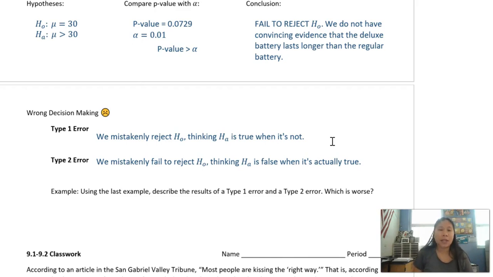Type 2 error is the opposite. If we mistakenly fail to reject H0, we think that HA is false, however, that's our mistake. HA is actually true. So, using the last example, we're going to describe the results of a type 1 error and a type 2 error, because sometimes one is worse than the other.